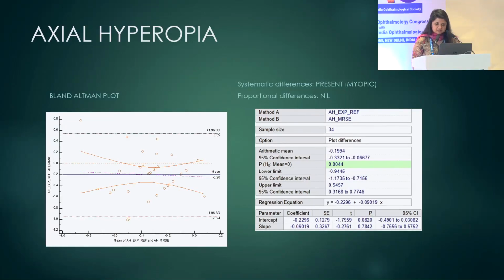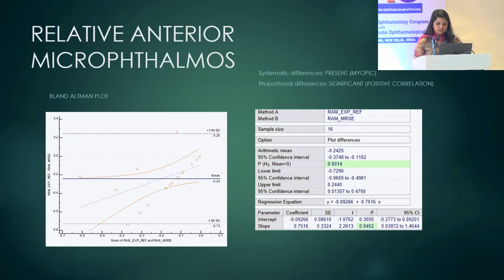In axial hyperopia, the mean difference is minus 0.2 diopter. Statistically significant systematic differences are noted, which means that both differ at least by a constant amount, and this can be corrected by adjusting the A constant or lens factor. The outcomes are more myopic than expected, hence we need to alter the A constant by the amount of mean difference. In relative anterior microphthalmos, the mean difference is minus 0.24 diopter. A constant optimization is not recommended due to significant systematic and proportional bias.